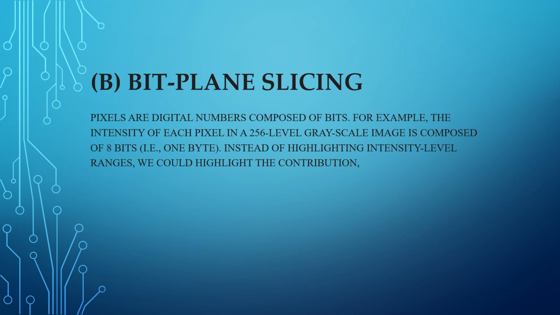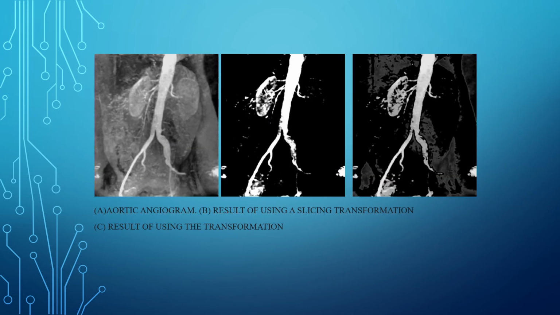And the next topic we are going to learn is bitplane slicing. Pixels are digital numbers composed of bits. For example, the intensity of each pixel in a 256 level grayscale image is composed of 8 bits, which means 1 byte. Instead of highlighting intensity level ranges, we could highlight the contribution made to total image appearance by specific bits. Here we can see three figures.